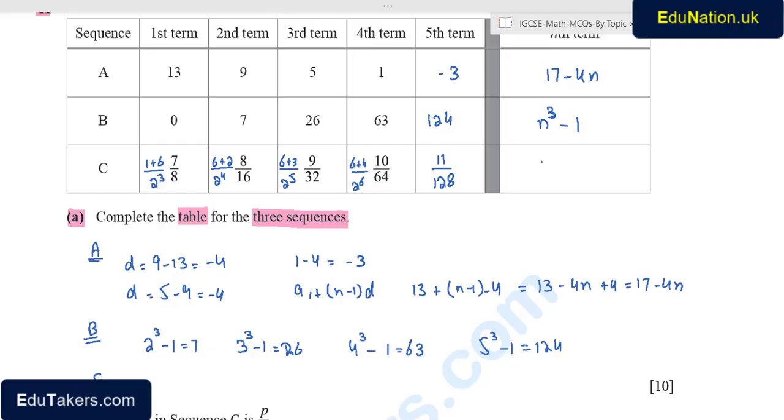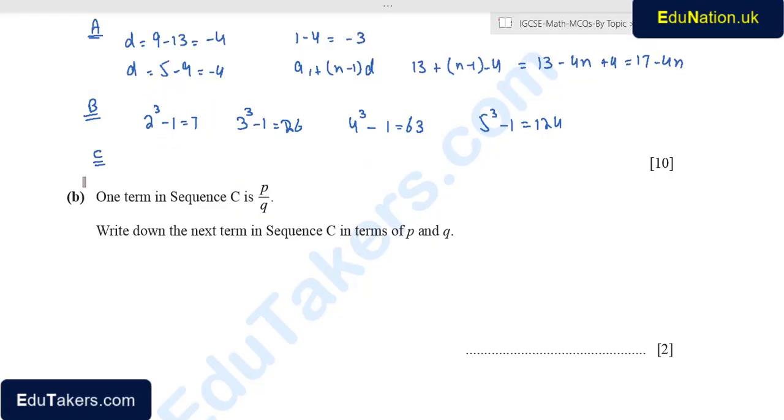So its nth term is 6 plus n over 2 raised to power n plus 2, because for the first term this is 2 plus 1, which is 3, then for the second term this is 2 plus 2, then 2 plus 3, 2 plus 4, and this is 2 plus 5. So here it will be 2 raised to power n plus 2.